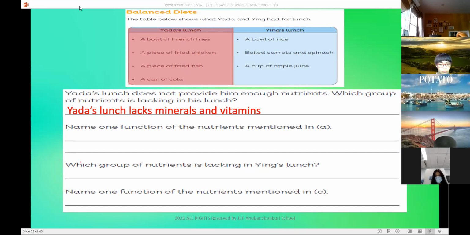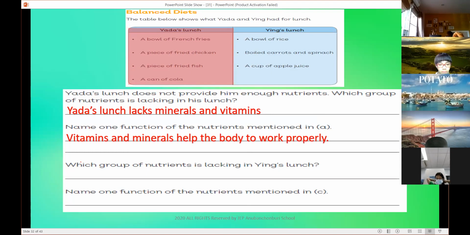Help our body to? What's the answer? What is the function of vitamins and minerals? Properly. Okay, for the body to work properly. Vitamins and minerals help the body to work properly. Very good. Now, which food group of nutrients is lacking in Yang's lunch?